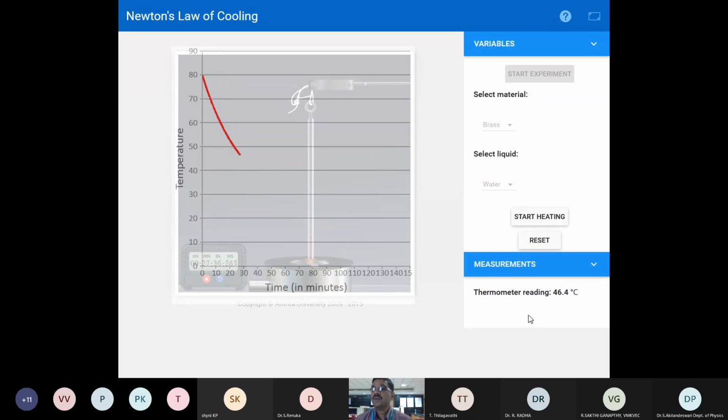So a student can easily note down the reading and find out the rate of cooling.